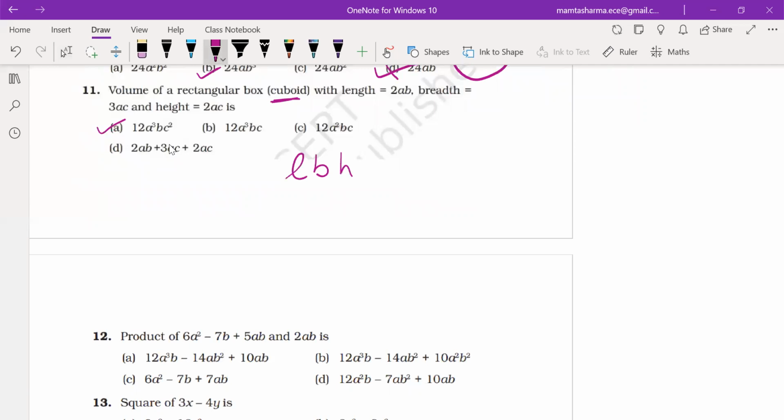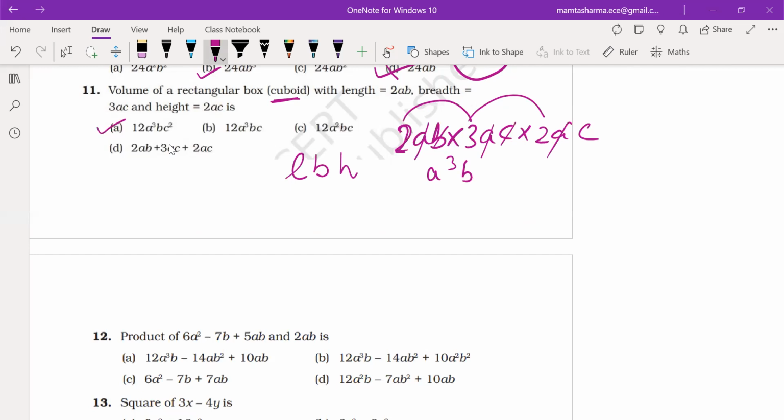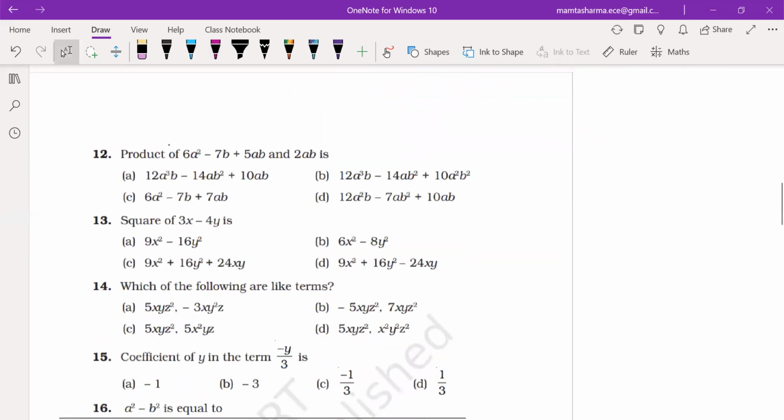Length into breadth into height. So 2AB into 3AC into 2AC. A is the answer. You can multiply the numbers directly: 2 times 3 is 6, 6 times 2 is 12. Now 12 A, A cube. B, C: 3A means A cube, only 1 B, and C are 2, so C square.